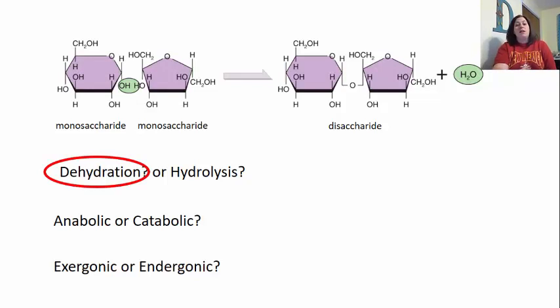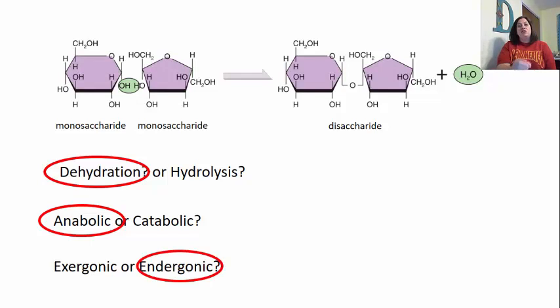Also, is this anabolic or catabolic? Since we're building something, this is going to be biosynthesis and it's an anabolic reaction. Also, did energy go in or did energy come out? Well, if we're going to build something, energy has to go in. So is it an exergonic or endergonic reaction? In this case, it would be an endergonic reaction. So this one reaction, if you notice, we could characterize it in multiple ways, depending on which part we're looking at. Dehydration, hydrolysis, anabolic, catabolic, exergonic, or endergonic.